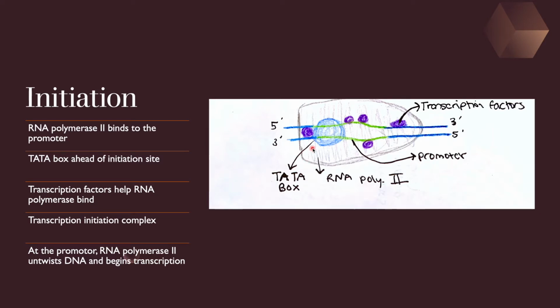The TATA box, the transcription factors, and the promoter sequence make up the transcription initiation complex. Once RNA polymerase II binds to the promoter, RNA polymerase II untwists the DNA strands and begins transcribing the DNA template into mRNA.